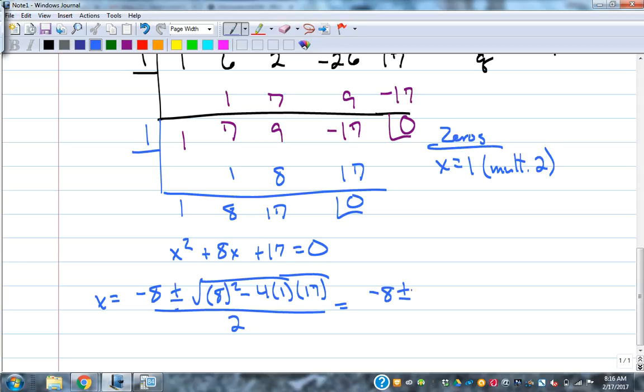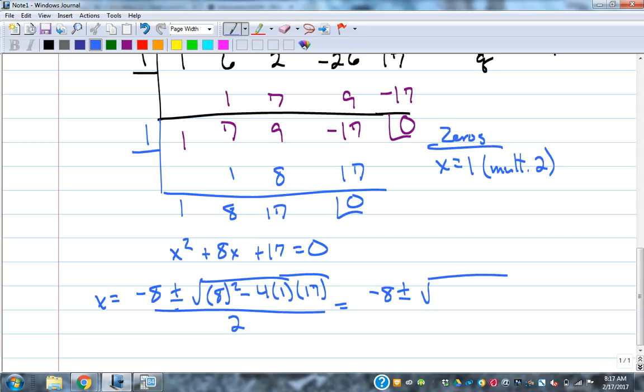Negative 8 plus or minus, and then underneath that square root, that's going to tell us if we've got complex solutions or not. We should recognize from the graph that the other two answers are complex, because how many times does this touch the x-axis? Just that one time at 1. If there were other real solutions, it would cross the x-axis again somewhere. But it doesn't. So once I ran the 1 through and got this quadratic left, I should have complex solutions here because it doesn't cross the x-axis again. Complex solutions don't touch the x-axis. That's something you need to know.